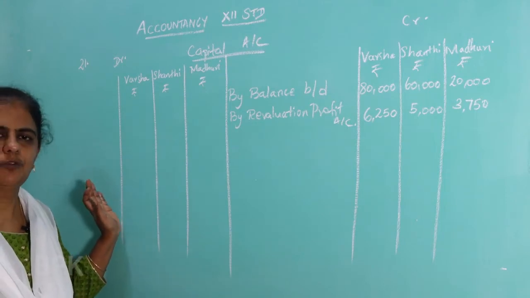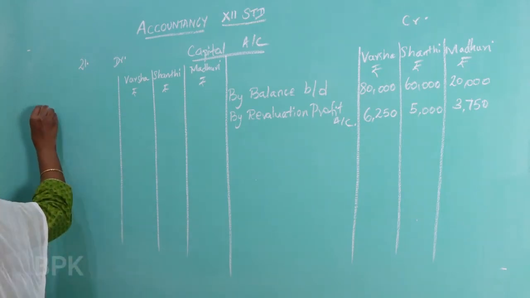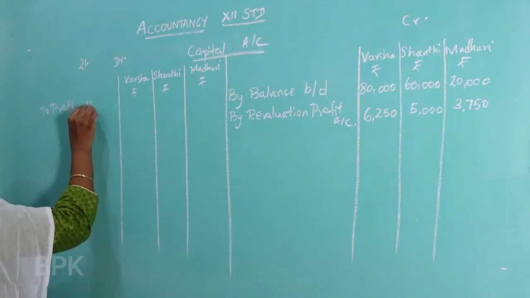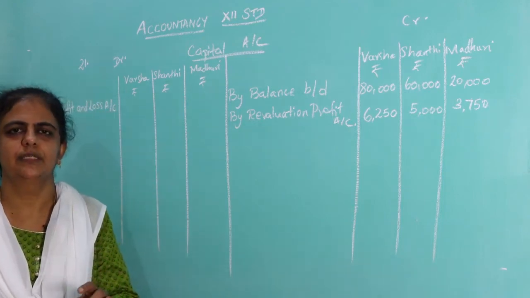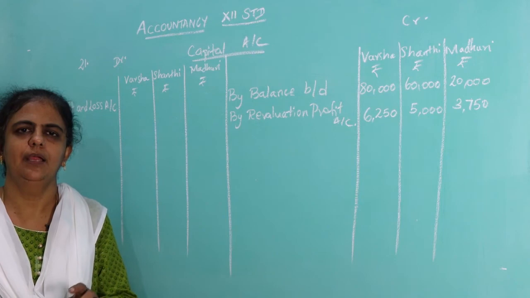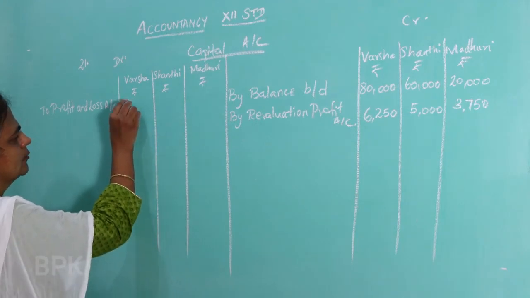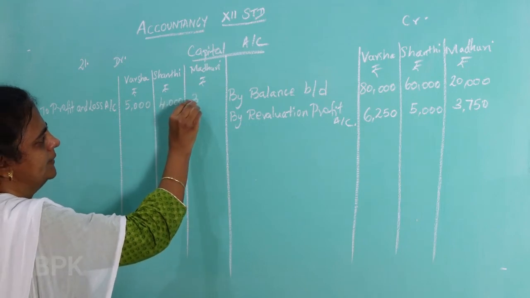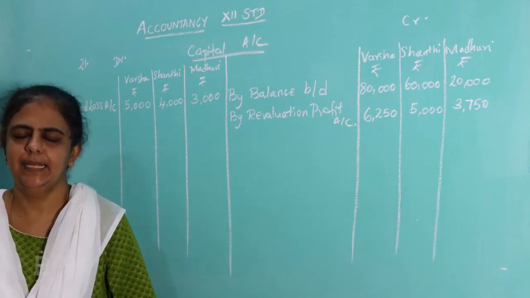That loss of 12,000 rupees should be transferred to all the three partners. So write here to profit and loss account. So 12,000 is the total loss that should be transferred in the ratio of 5:4:3. That is 12,000 into 5 by 12, 12,000 into 4 by 12 and 12,000 into 3 by 12. So if you divide these, what you will get? We will get 5,000, 4,000 and 3,000. Divide it in the whole profit sharing ratio. Okay.